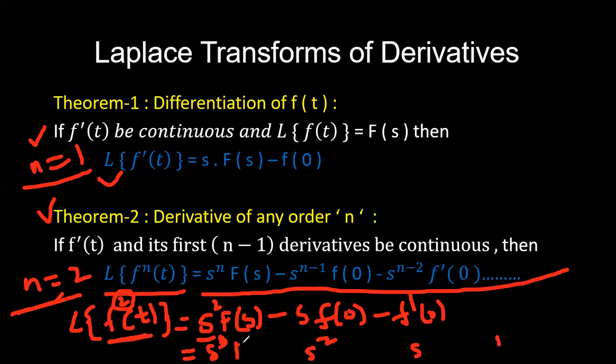So s cube into F of s minus s square into f of 0. And this s power term keeps decreasing. So first you will get F of s, next f of 0, next f dash 0.